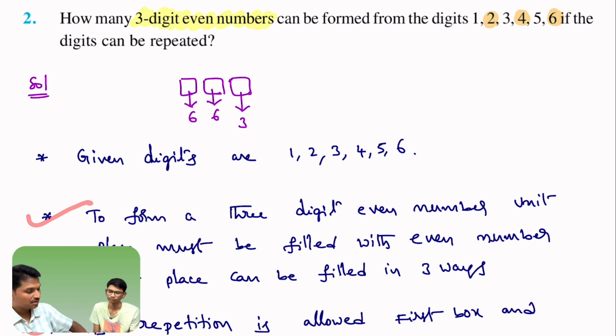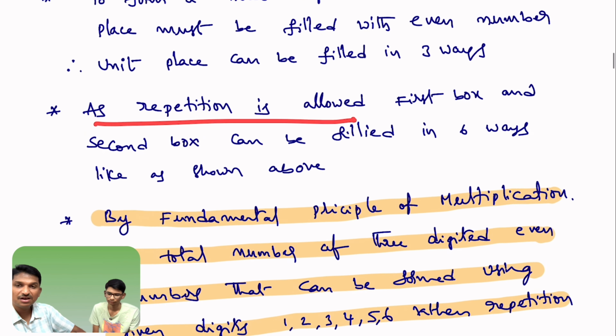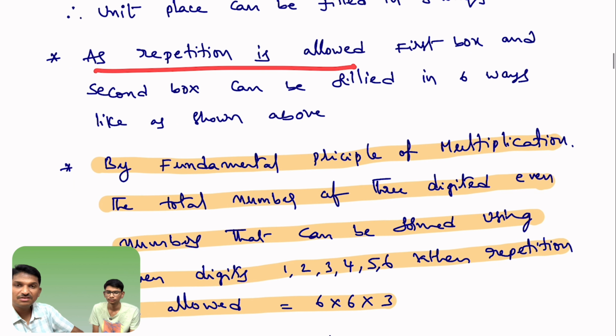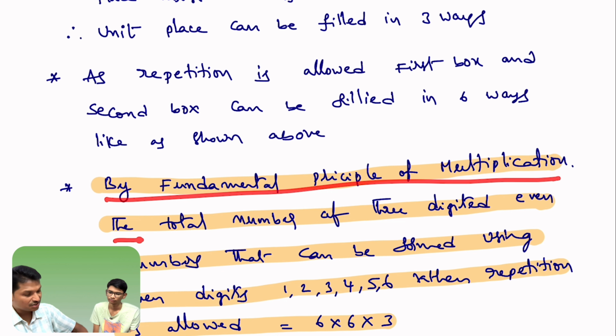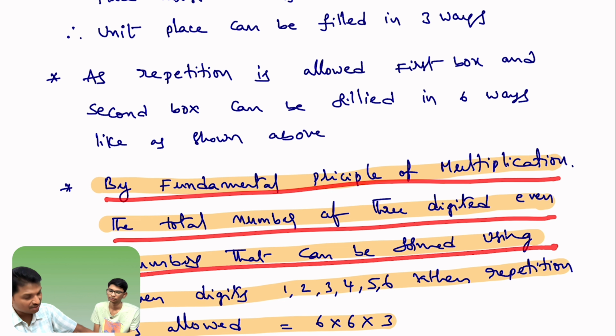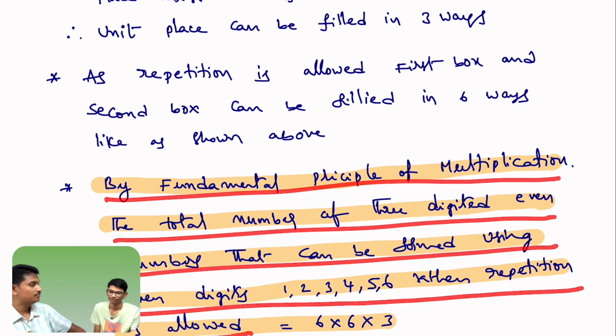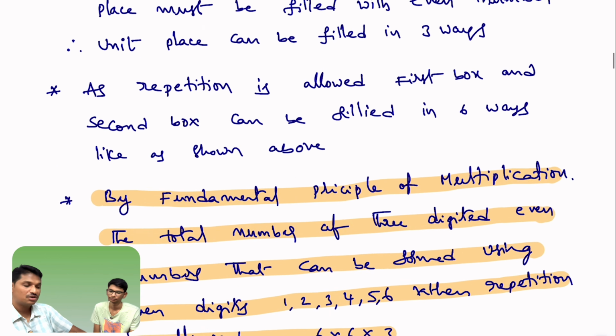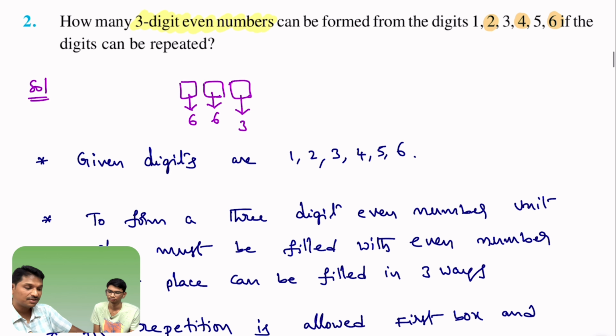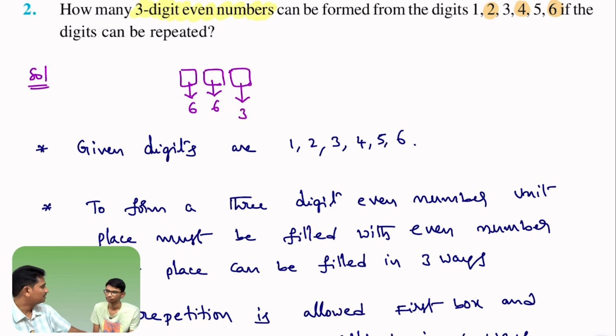Second step, repetition is allowed. As repetition is allowed, the first box and second box can also be filled in 6 ways. By the fundamental principle of multiplication, the total number of 3-digit even numbers that can be formed using the digits 1, 2, 3, 4, 5, 6 when repetition is allowed equals 6 into 6 into 3, that is 108. You need to write these steps in the board exam. Right? In objective, you will get the answer easily.